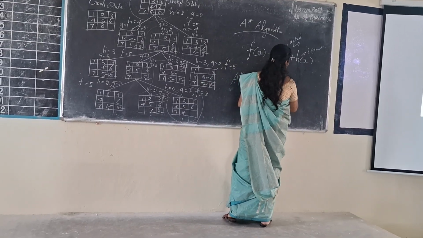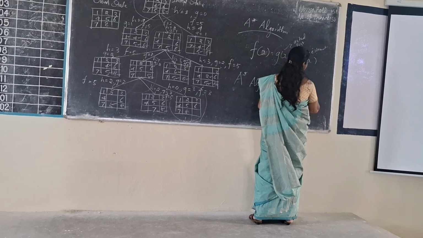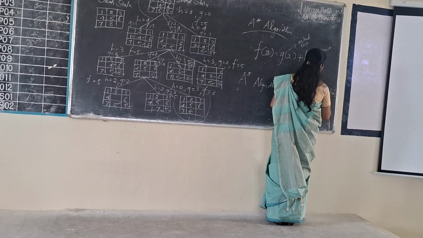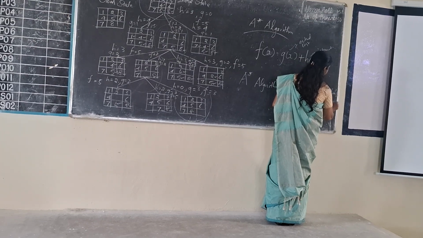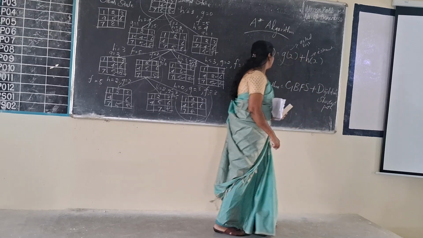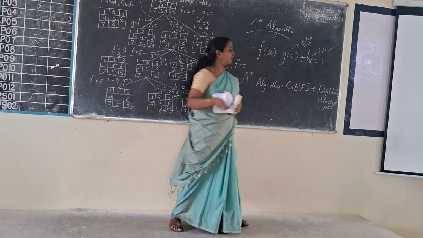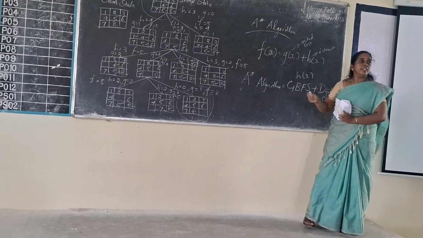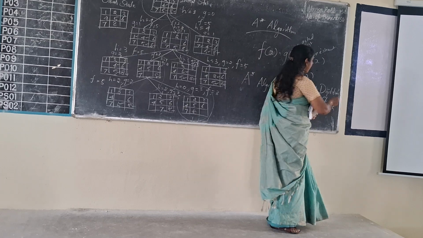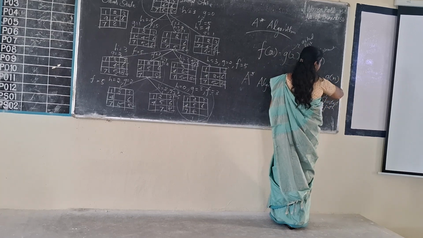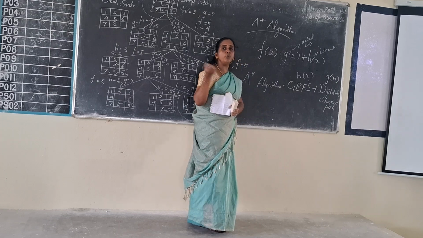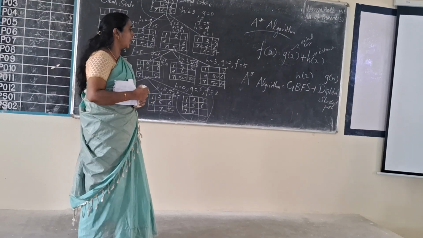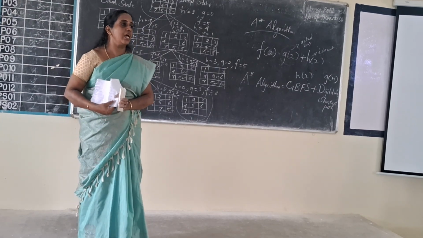Greedy best first search algorithm is based on only the heuristic value, h of n. Dijkstra's shortest path algorithm is based on only the actual cost between the two nodes, the g of n value. So when you combine both greedy best first search algorithm as well as Dijkstra's shortest path algorithm, you will get A star algorithm.